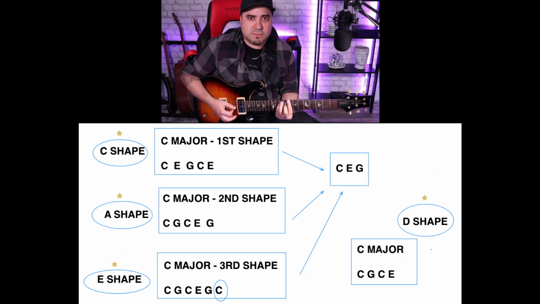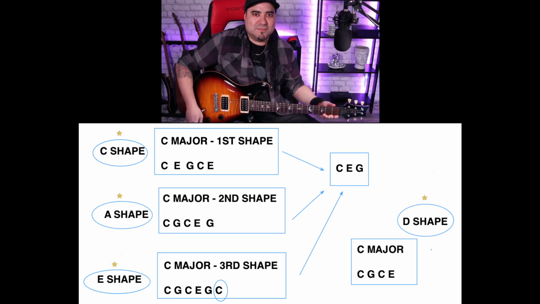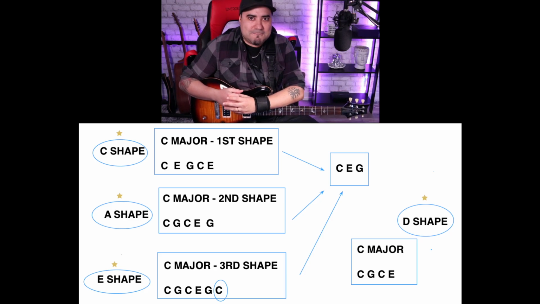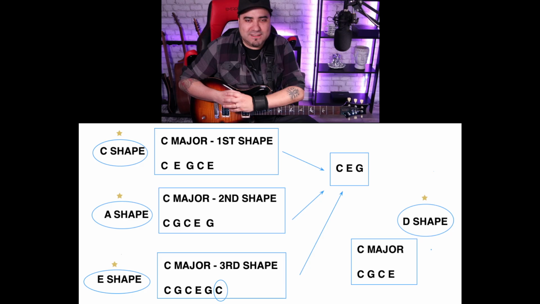C major chord on the E shape. C major chord on the A shape. And C major chord on a C shape. There's something going on now because the word CAGED has 5 letters: C, A, G, E, and D. And in this lesson, we are learning the shapes C, A, E, and D. So what is missing? It's missing the G shape.